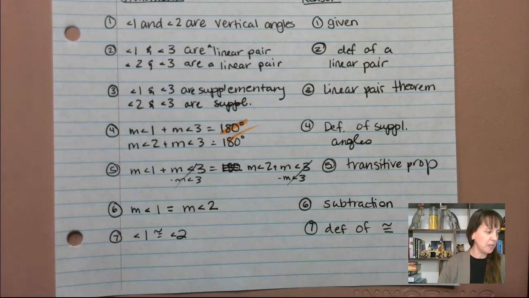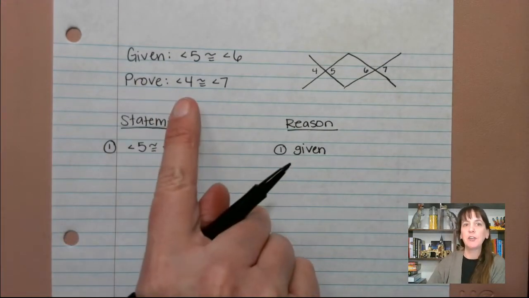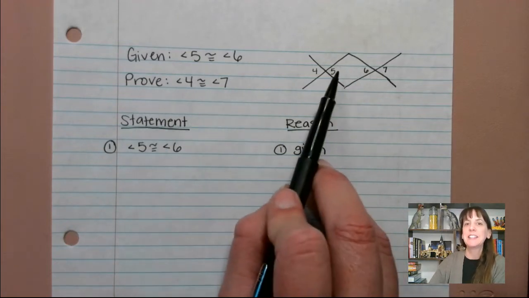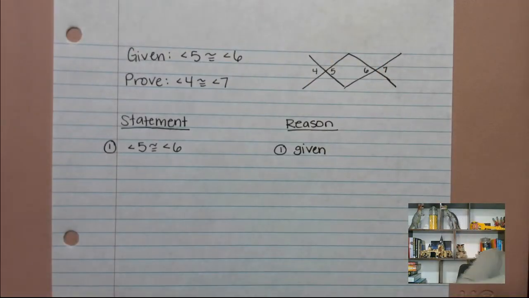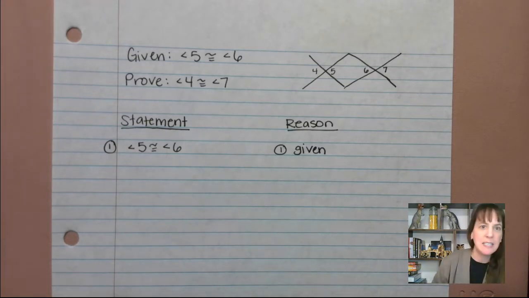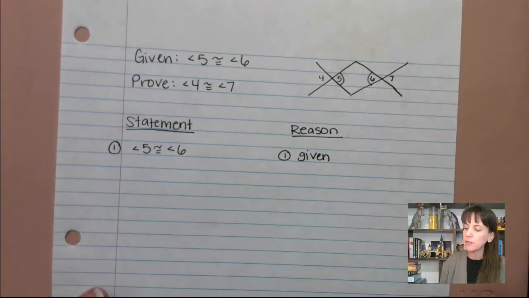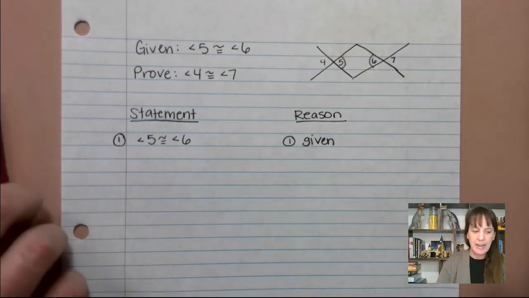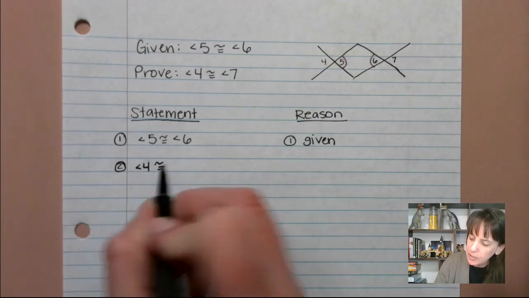So let's look at our next one here. Given this information, how do we prove that angle 4 is congruent to angle 7? We're given that angle 5 is congruent to angle 6, so these two are congruent. I like to mark mine down when I'm doing this, and let me use a darker color so that you can see as you're going along. So we've got angle 5 is congruent to angle 6. That's a given, right? Now for our next one, we can say angle 4 is congruent to angle 5.